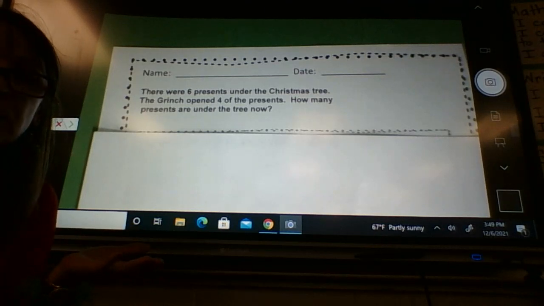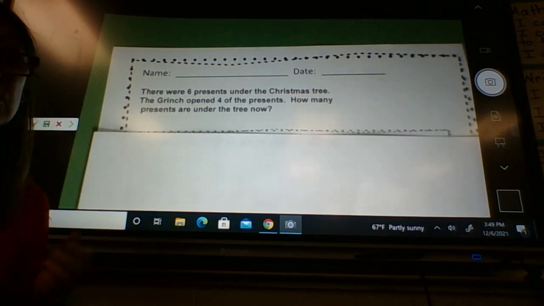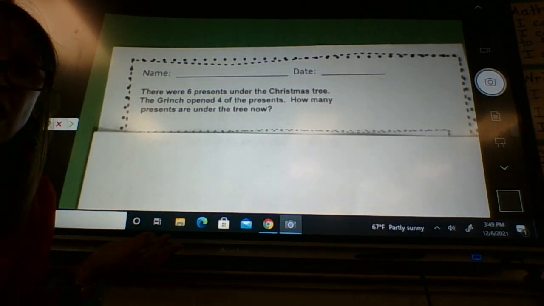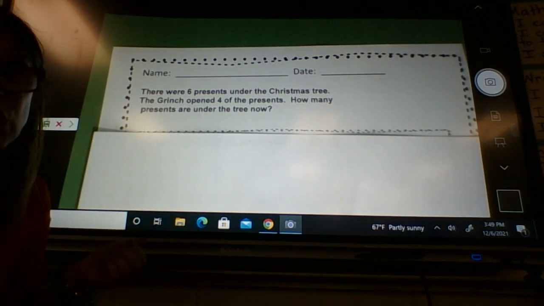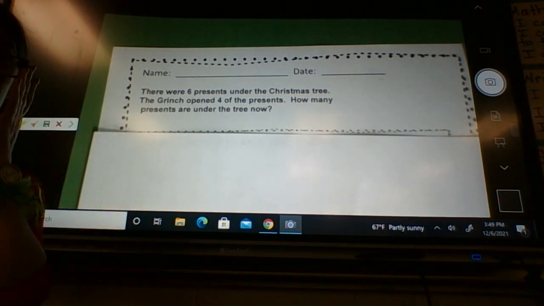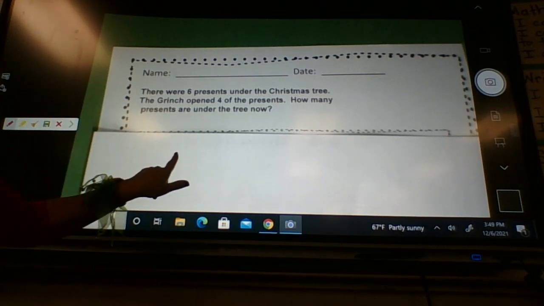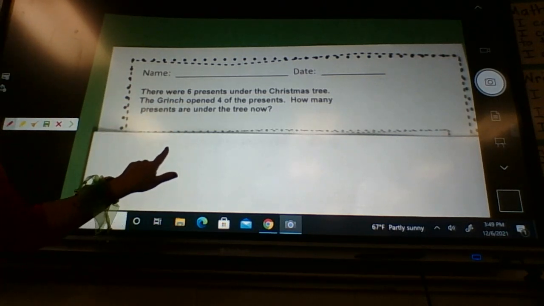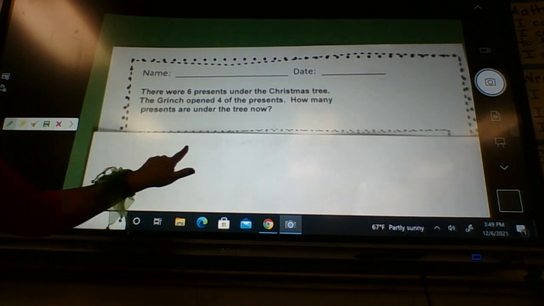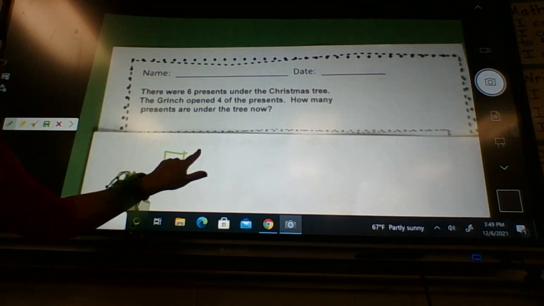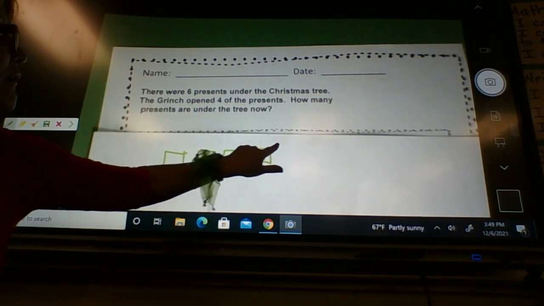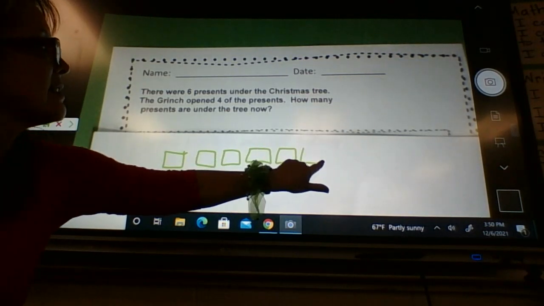So what happened with the presents? The Grinch took some. So will we have more or will we have less? Well, we're going to have less because the Grinch took them. He took them away. He opened them, and they're already open now. So we can draw our 6 presents. Let's do green. 1, 2, 3, 4, 5, 6.